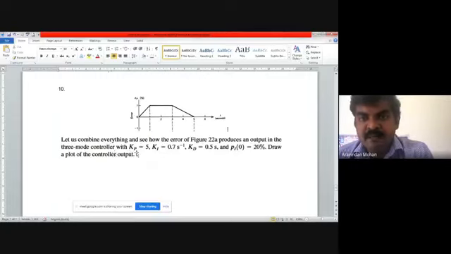This PID controller has the gains Kp, the proportional gain, as 5, the integral gain equal to 0.7 seconds inverse, and the derivative gain equal to 0.5 seconds. And Pi of 0 has been given as 20 percentage. That is, when the error is equal to 0, initially the controller output is equal to 20 percentage. That's the meaning of Pi of 0. Draw a plot of the controller output.